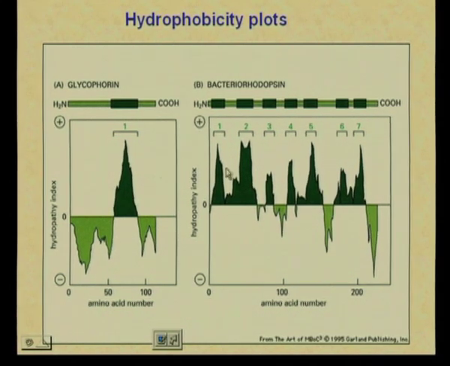When we consider bacteriorhodopsin that has a large number of such transmembrane helices, we have 7 such possible helices that form bacteriorhodopsin, and these can be identified by again the positive regions of the hydropathy index on the hydrophobicity plot that we see.